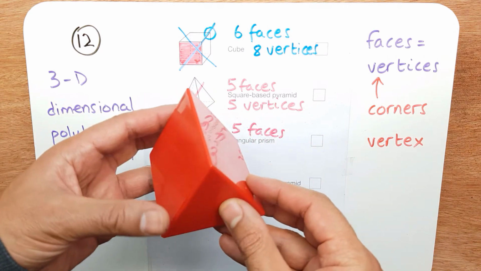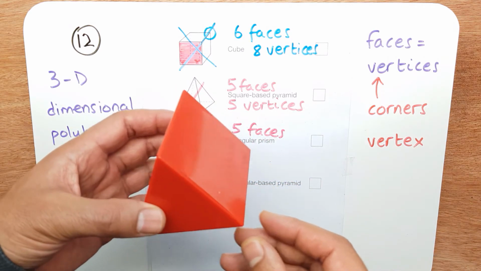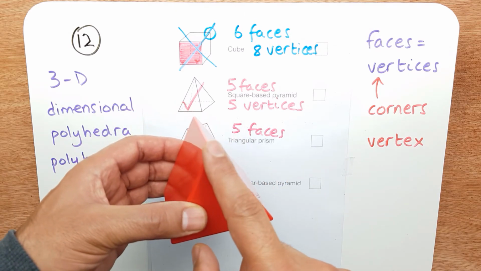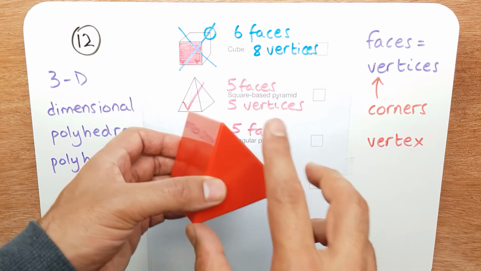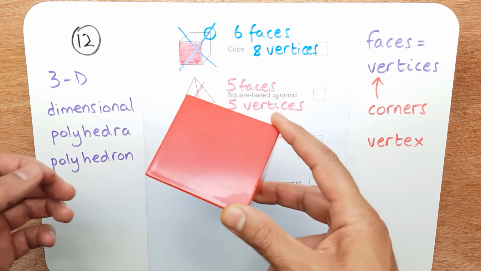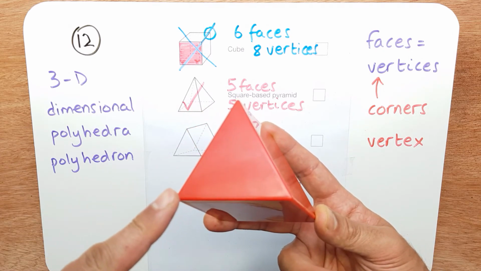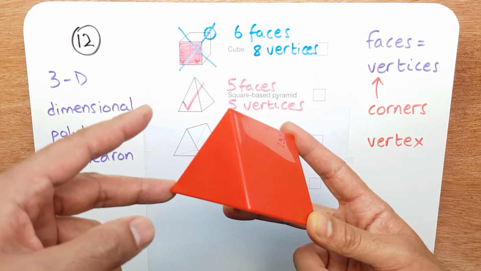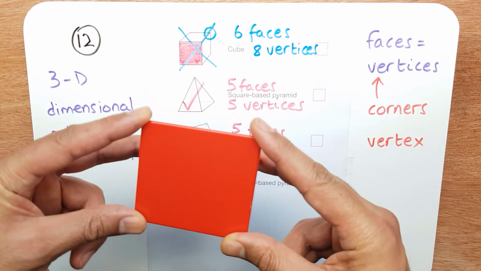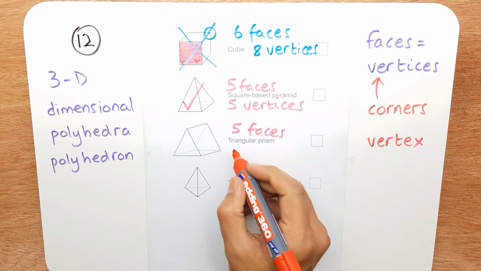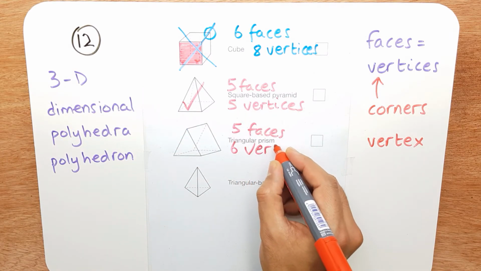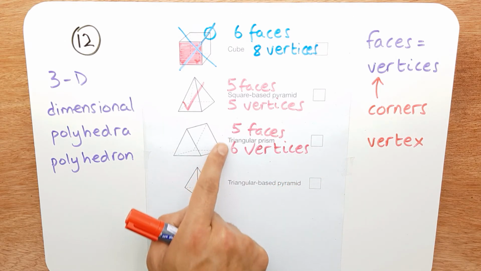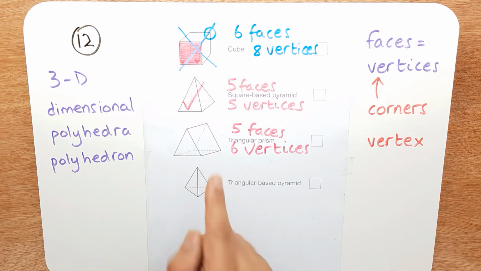Now as before, let's have a look at how many corners or vertices we've got. So we can see 1, 2, and 3. So we have 3 vertices there. And if we turn it over, we have another 1, 2, and 3. So all together we have 6 vertices. So this shape, the number of faces does not equal the number of vertices.